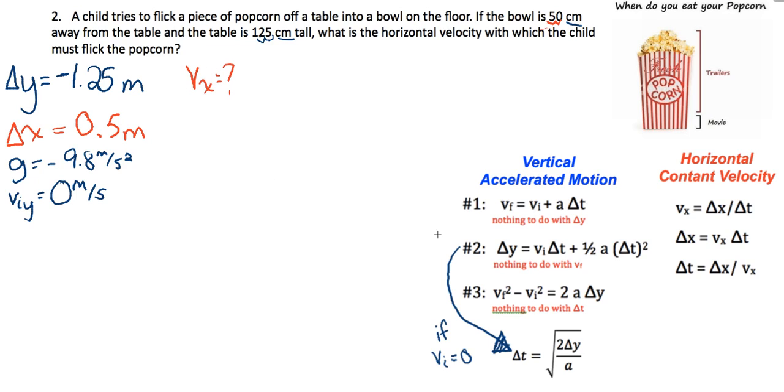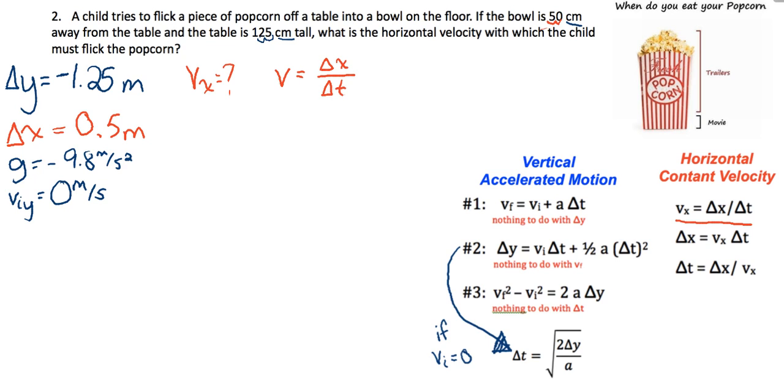Okay, the only equation we have for Vx is right over here. It's talking about that constant velocity to the right, and you just have to take your distance it travels to the right and divide it by the time it takes to get there. So we want to use this equation, delta x divided by delta t. Well, we know what delta x is. It's 0.5. The trouble is we don't know what delta t is.